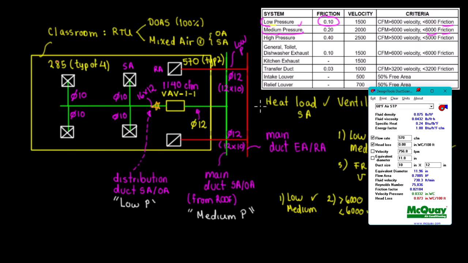And then for this big ductwork, I would have to size it as a low pressure duct, but this one is a medium pressure duct because it's connected to the terminal unit.